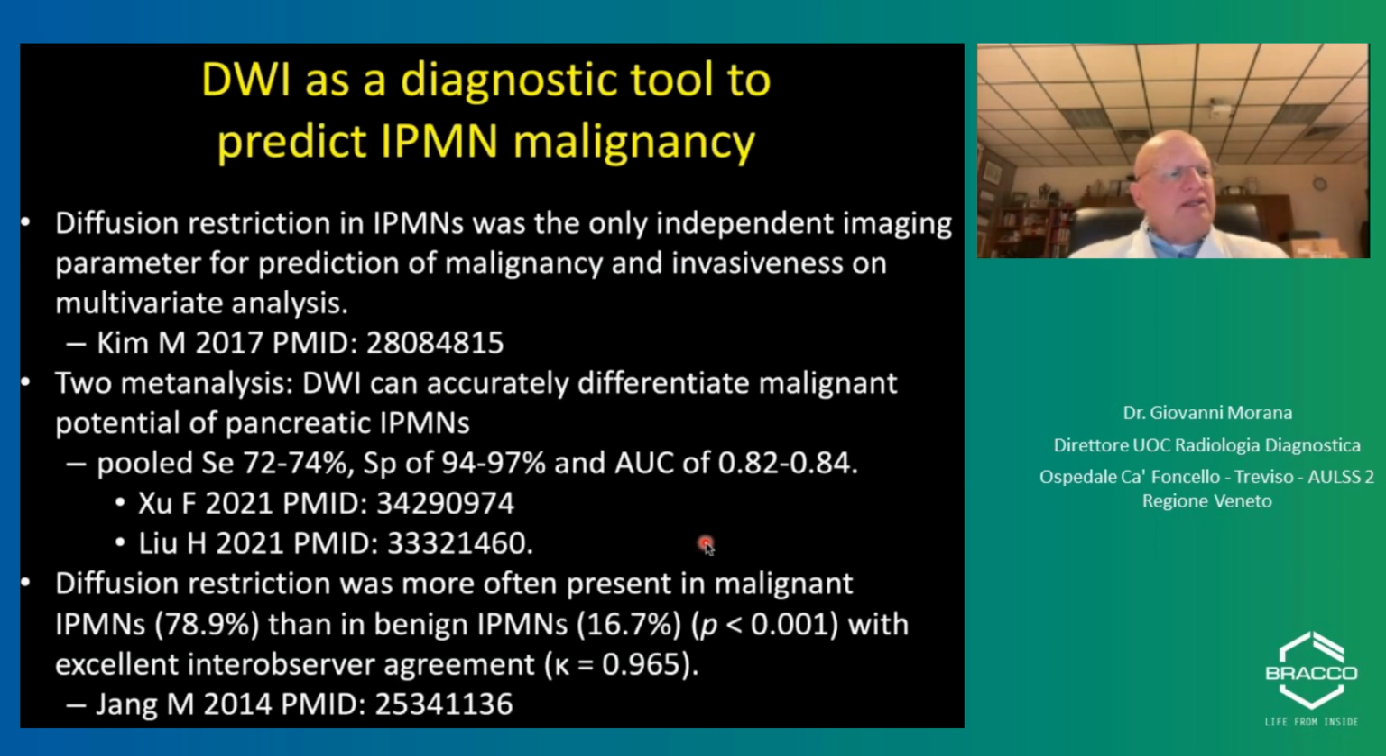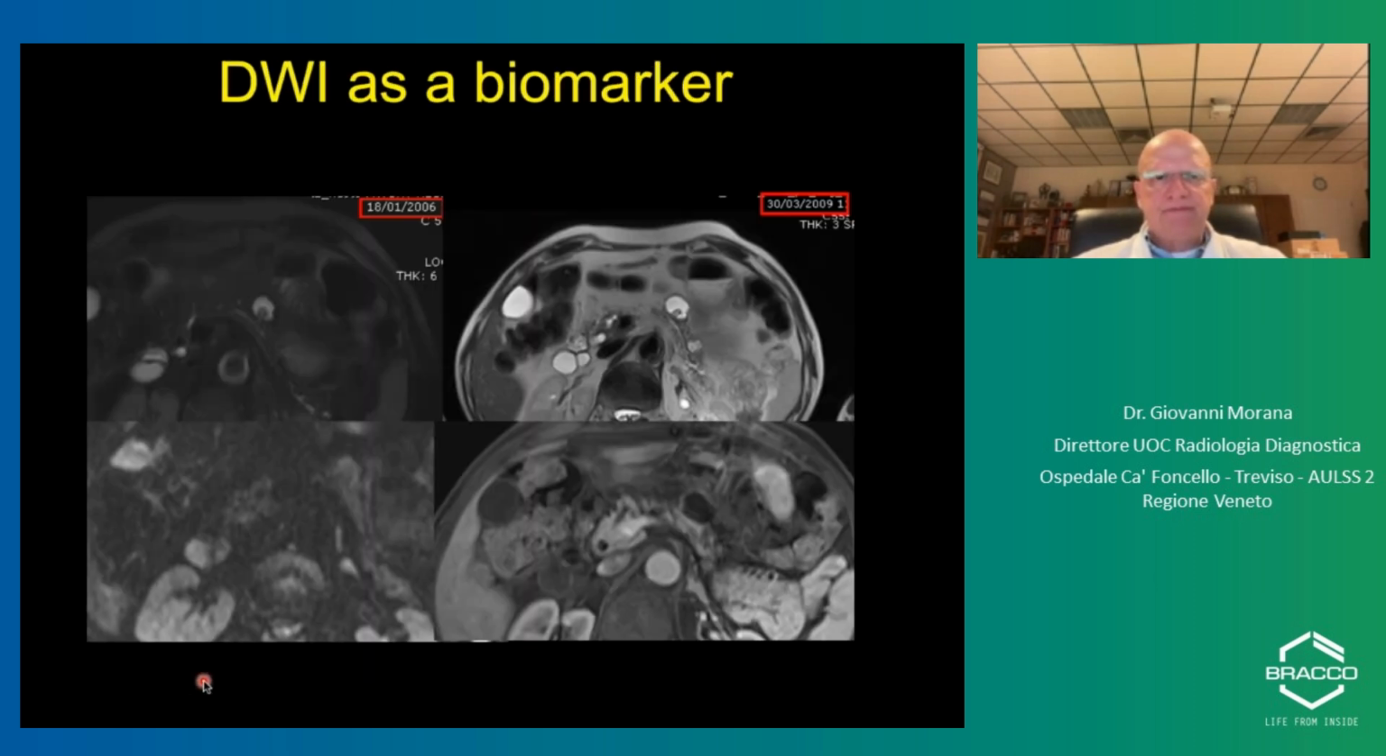So can we use other techniques, other biomarkers? I think that DWI can be an important diagnostic tool to predict malignancy. According to different papers, diffusion restriction was an independent imaging parameter for prediction of malignancy. For example, this patient has a nodule inside, no DWI restriction, no enhancement. This was just a mucin plug, and after 3 years, the nodule is unchanged.